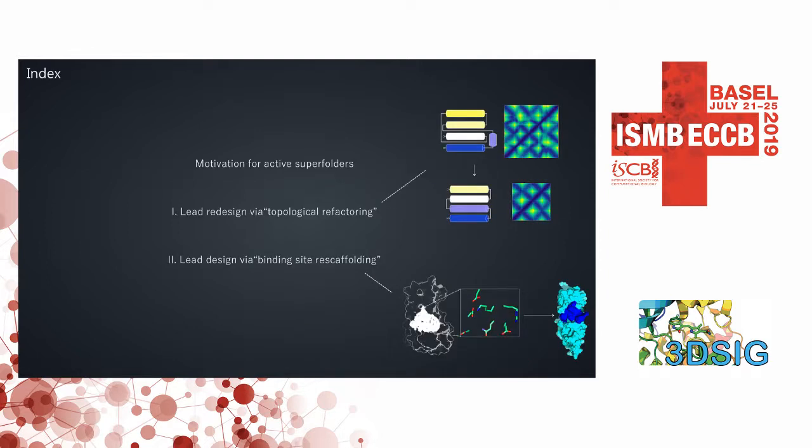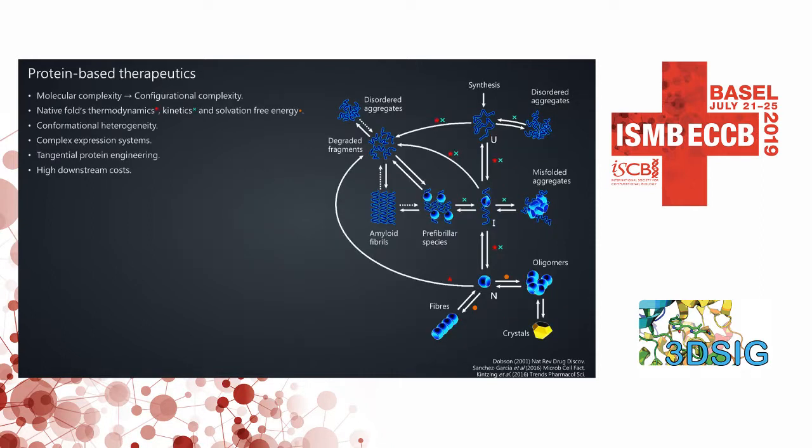So at the beginning, I will start by introducing the motivation of why we need active superfolding protein molecules, and then I will speak about two different strategies that we have tried to follow in order to achieve this. To begin with, the current problems that are still standing with protein therapeutics is that proteins are very complex molecules, and this molecular complexity translates into configurational complexity.